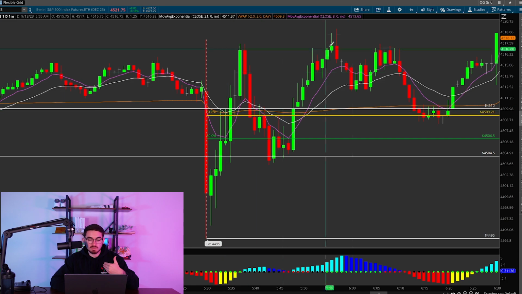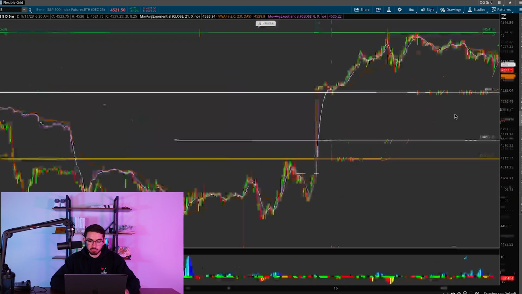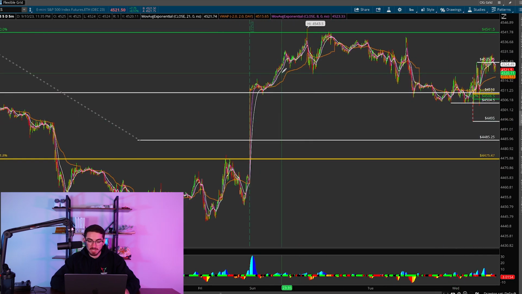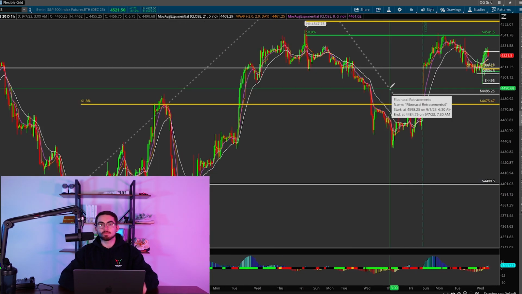I like to use this a lot when we have a strong aggressive move to the downside. I would like to see price pull back up into that Fibonacci retracement and then look for puts for more potential downside. So again, you can use Fibonacci retracements for bounces to look for long entries, and you can use Fibonacci retracements to look for rejects for short entries.